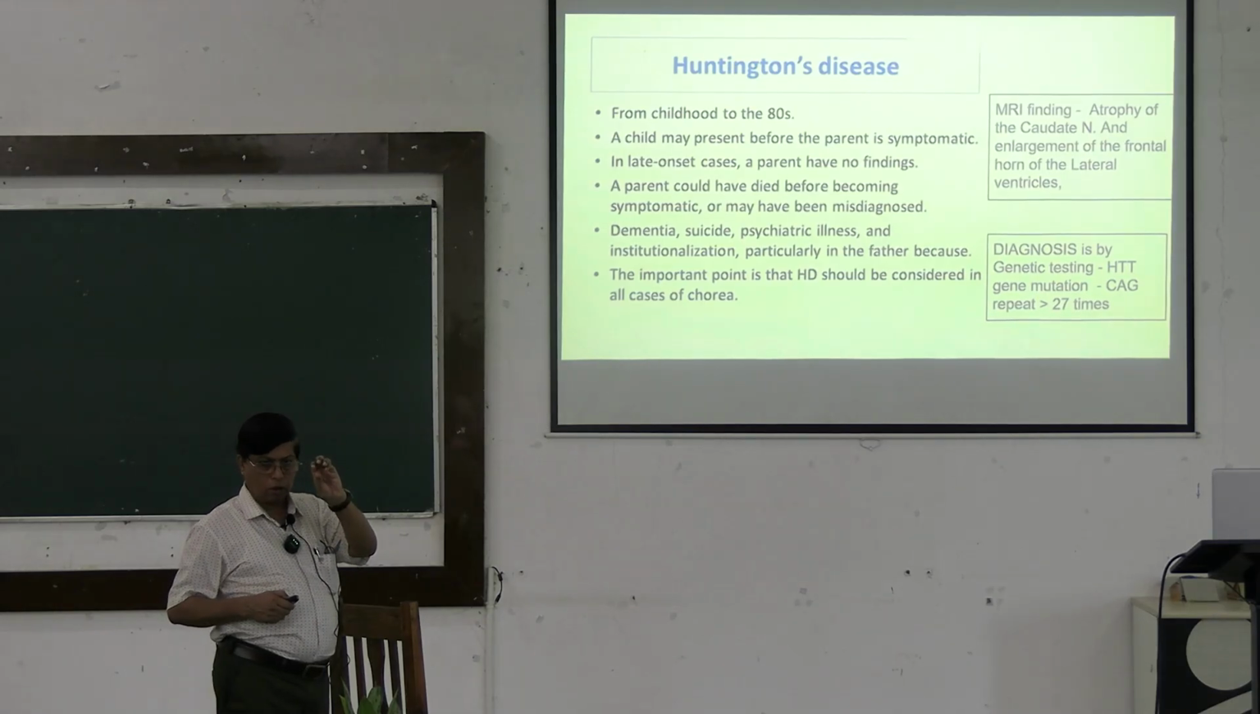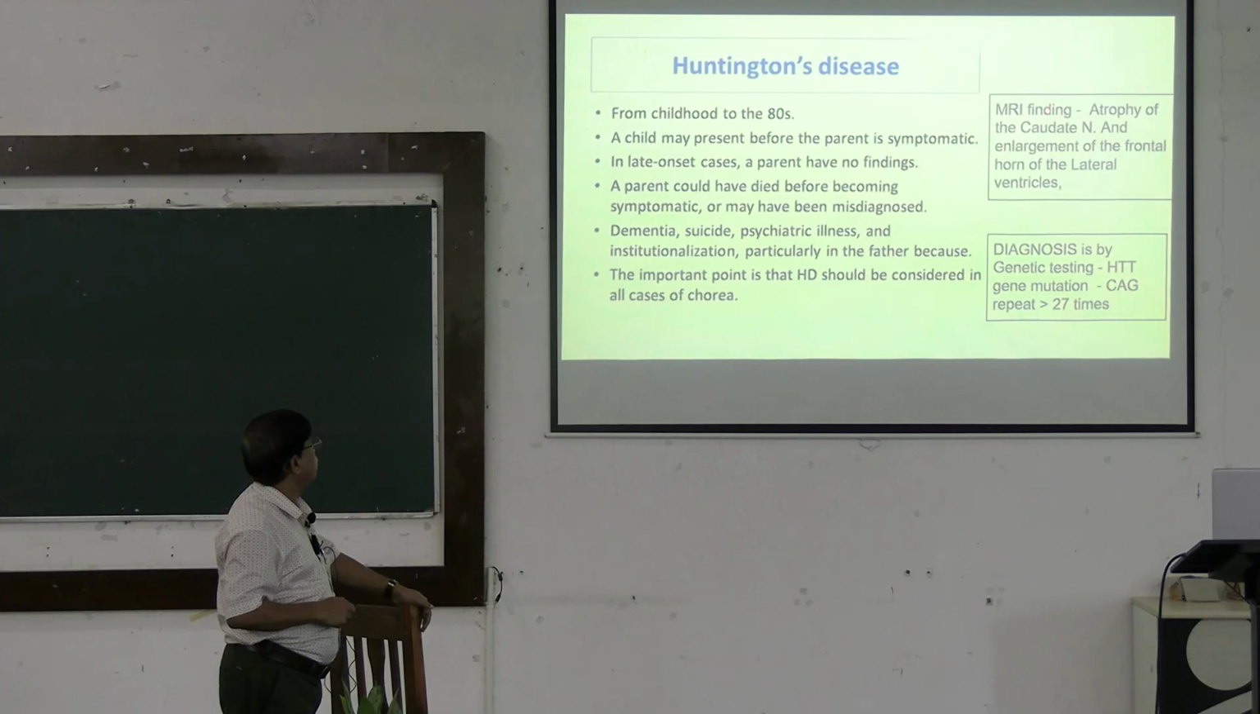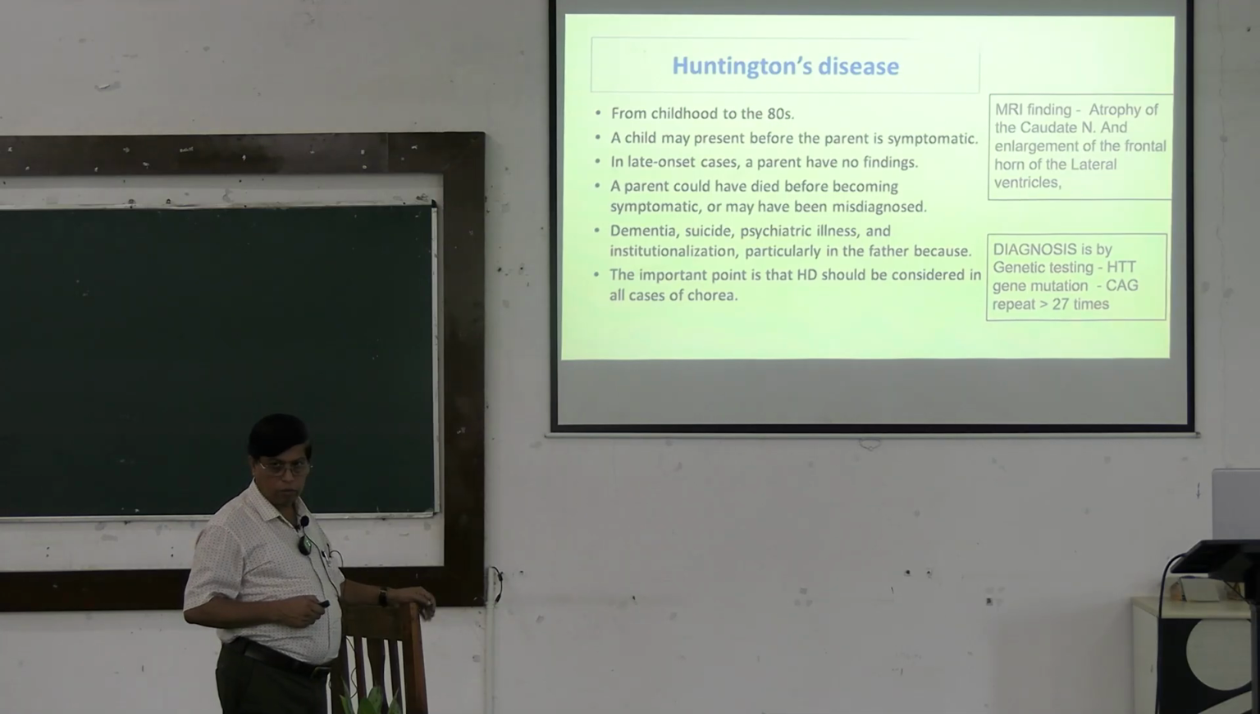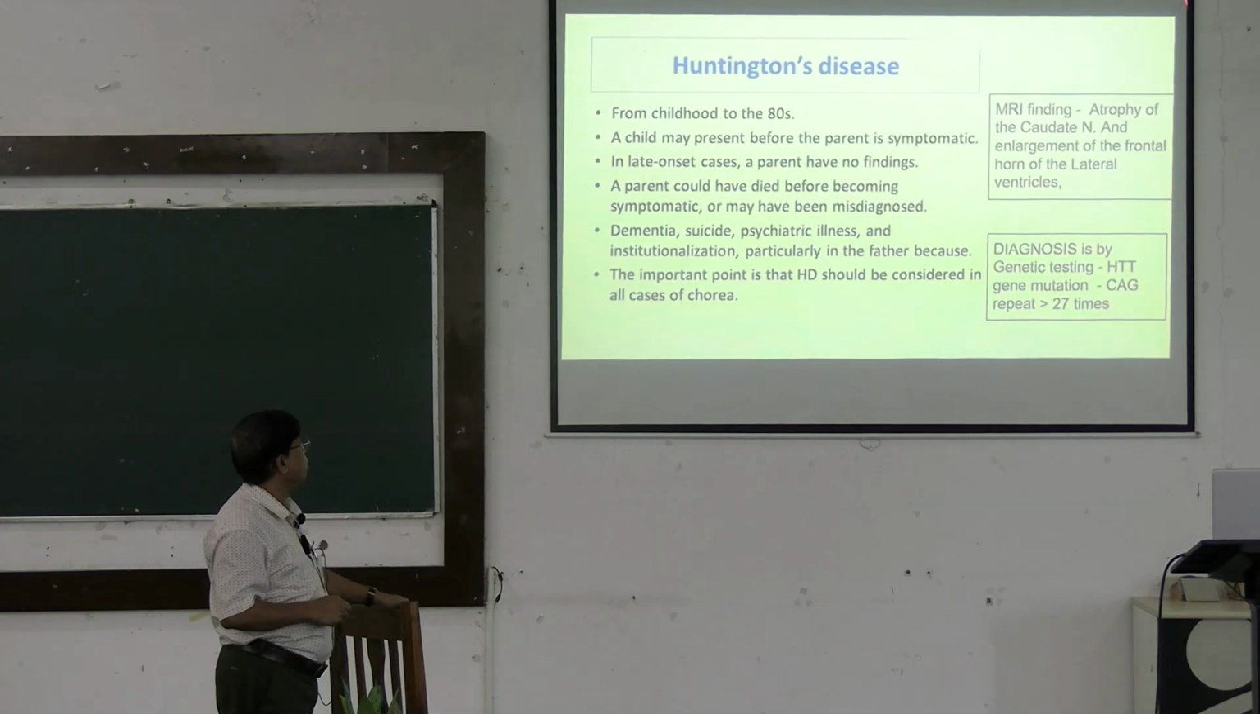The caudate nucleus will be degenerated and its size will be small, and the caudate nucleus is surrounded by the lateral ventricle. So the MRI finding will be atrophy of the caudate nucleus and enlargement of the frontal horn of the lateral ventricles. Because the caudate nucleus shrinks, by its side the ventricle will enlarge. So this is the important MRI finding of the caudate nucleus.